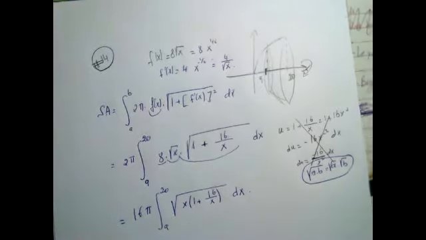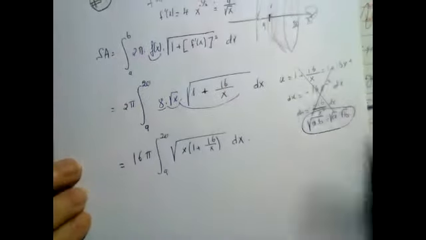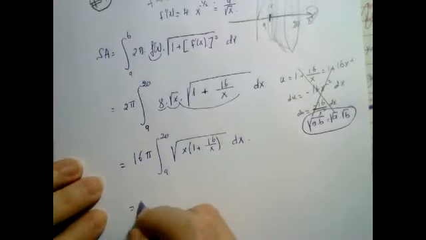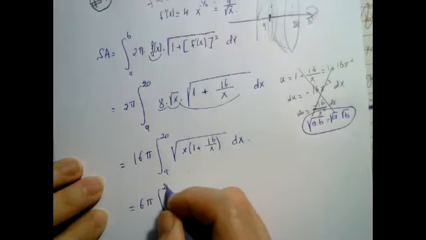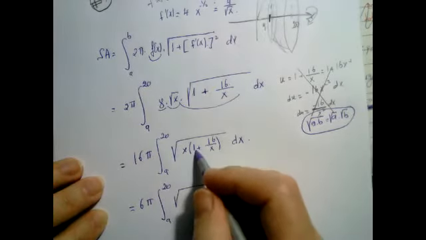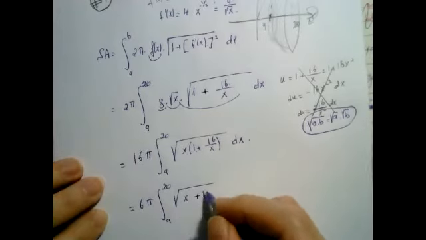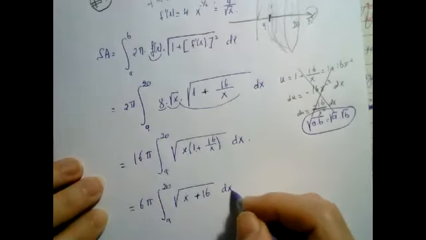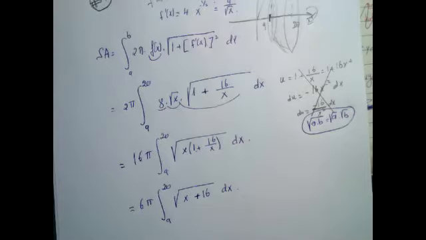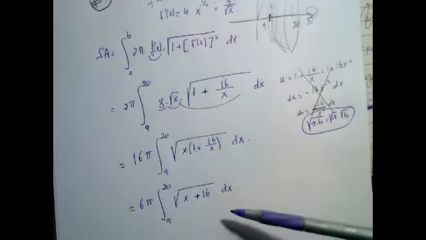Okay, now what's the benefit of that? Now what's the benefit of this? The benefit is the following. x that distribute plus x times 16 over x dx. Okay, so now it becomes a simple problem.